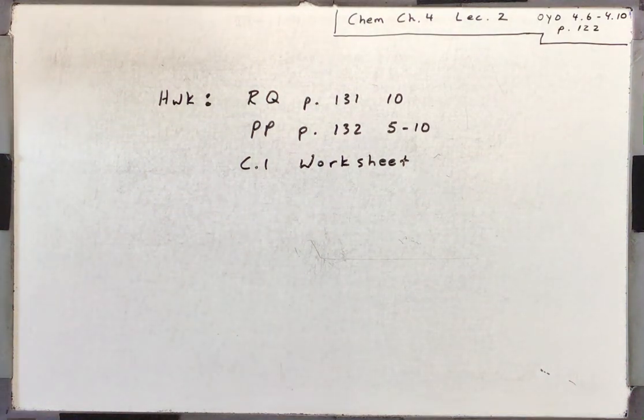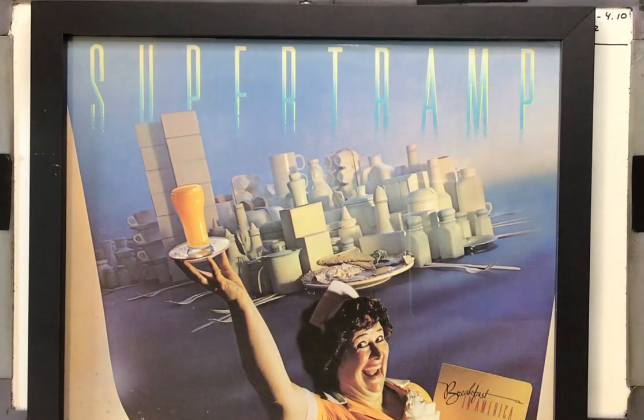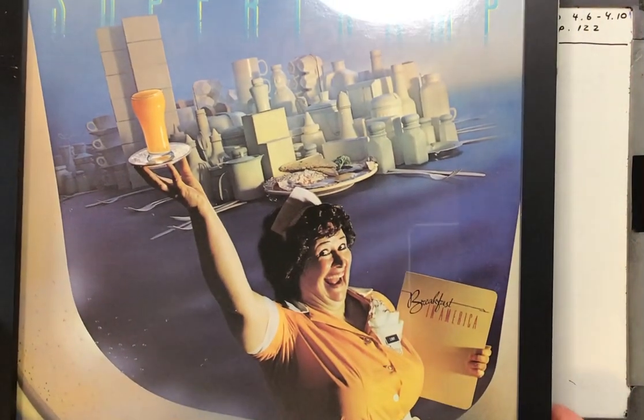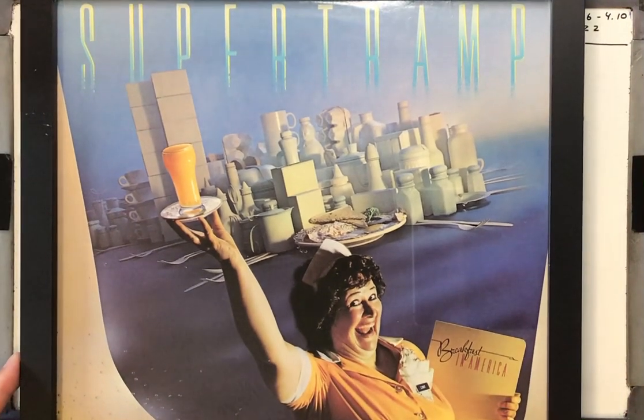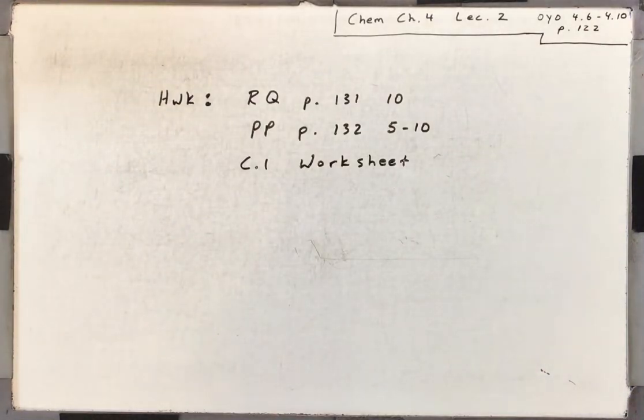This vinyl I like so much. It's one of my favorite albums of all time that I actually have it framed on my wall, so I didn't take it out of the frame. But the band is called Supertramp. And the name of the album is Breakfast in America. Absolutely a perfect album. I love every song on it. So feel free to listen to that while you're trying your homework, if you are so inclined.